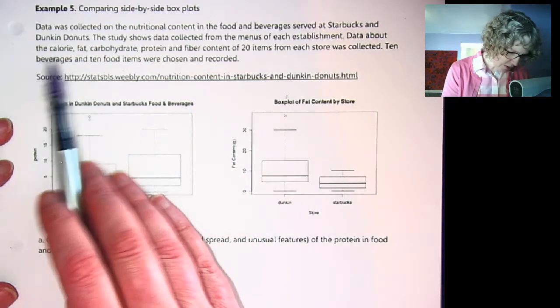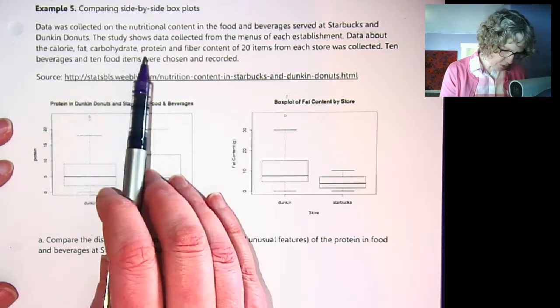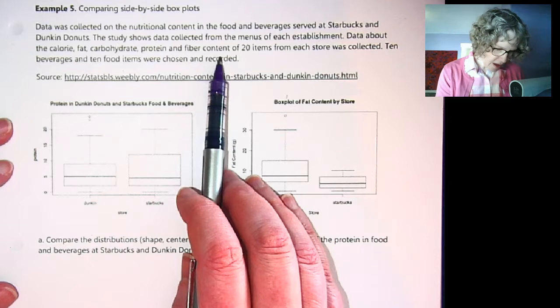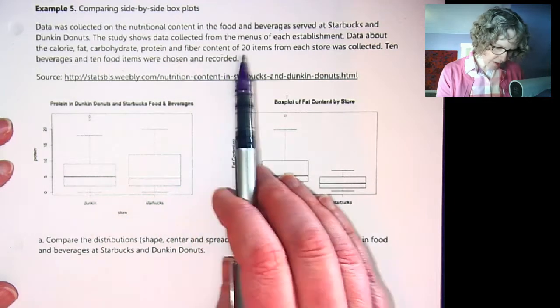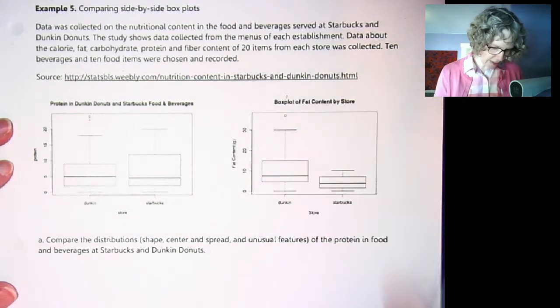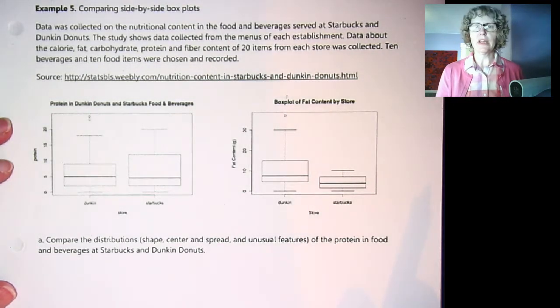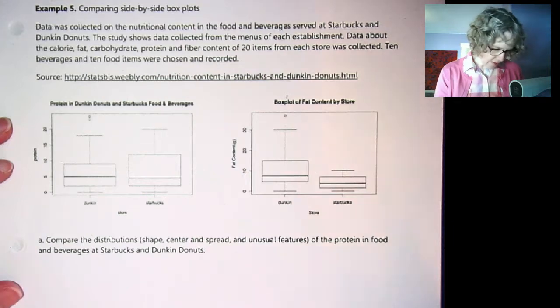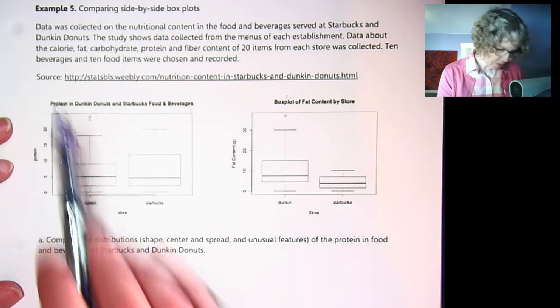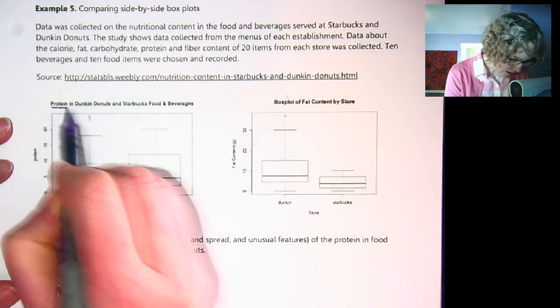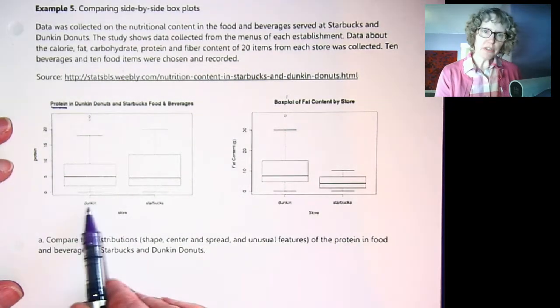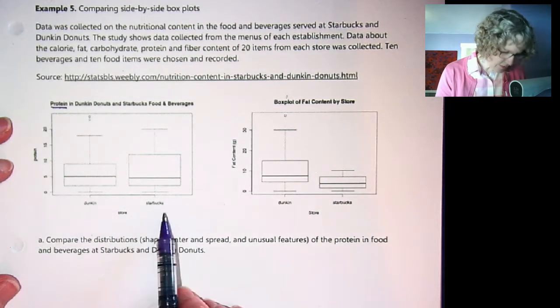Data about the calorie, fat, carbohydrate, protein, and other fiber content of 20 items from each store was collected. 10 beverages and 10 food items were chosen and recorded. Okay, so this first box plot is comparing the protein. We have Dunkin' Donuts on the left and Starbucks on the right.